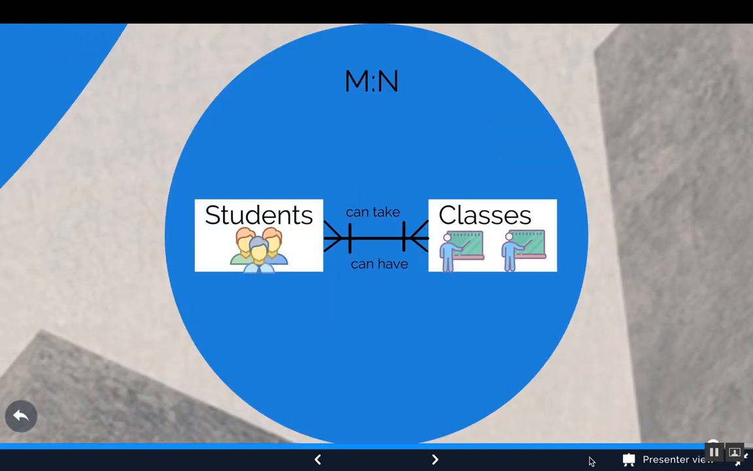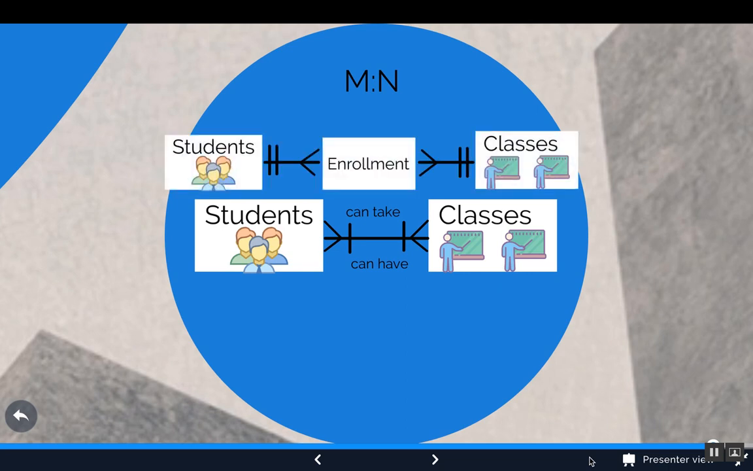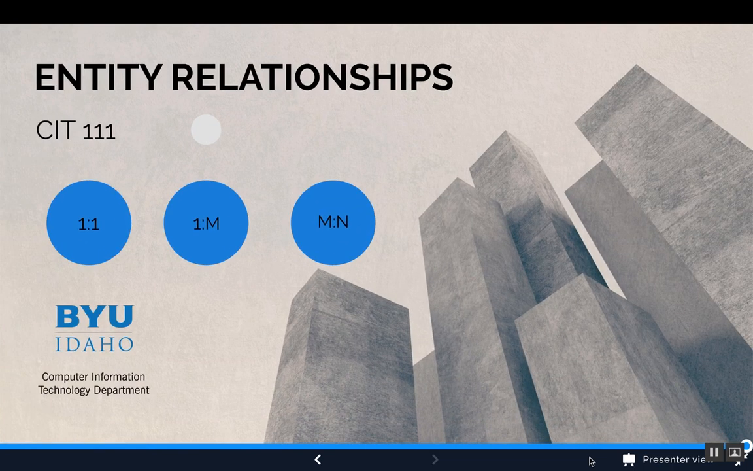All right, so back to our university example here. The students and the classes have that many-to-many relationship. It can be resolved in a logical linking table of enrollment. One student can enroll many times in each class, and each class has many students enrolled in it. So there we have the three entity relationships that you will work with while designing your database: the one-to-one, one-to-many, and many-to-many.